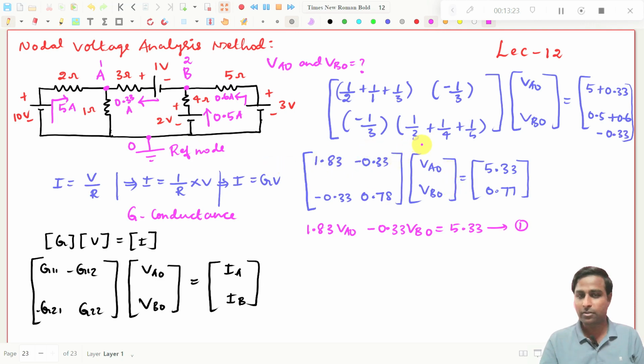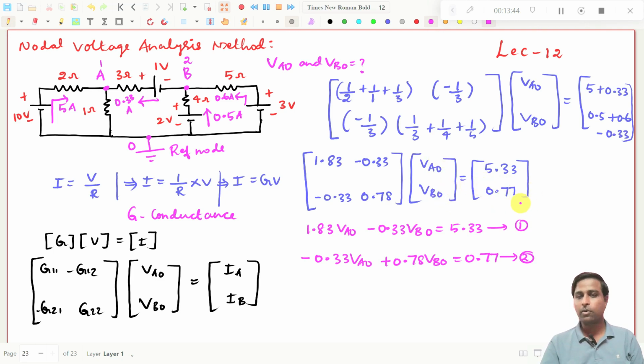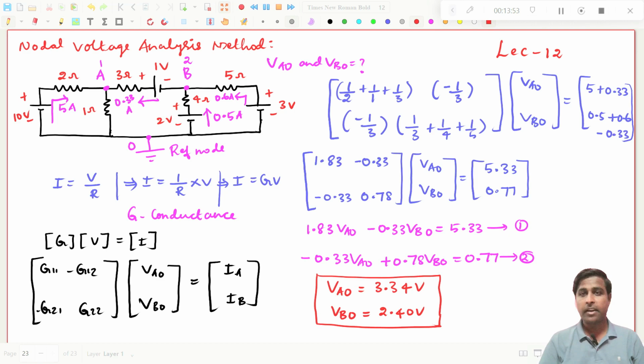So this row with this column should be equal to what? 5.33. And if you want to write what is this value? Minus 0.33 VAO plus 0.78 VBO, that should be equal to what? 0.77. This is expression number 2. So this row with this column should be equal to 0.77, right? So now you can easily simplify this expression and you get VAO and VBO. And you see, I have got VAO and VBO from this expression. By solving this expression, you will get VAO is equal to 3.34 and VBO is equal to 2.40, right?